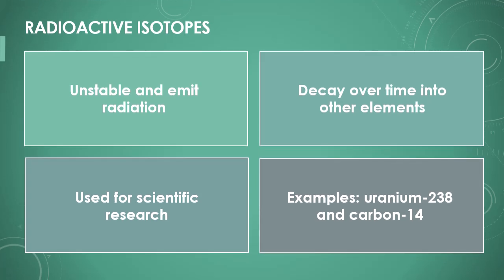Some isotopes are radioactive, meaning they are unstable and emit radiation. These isotopes decay over time and transform into other elements. The decay of radioactive isotopes can be used for scientific research. Examples of such isotopes include uranium-238 and carbon-14.